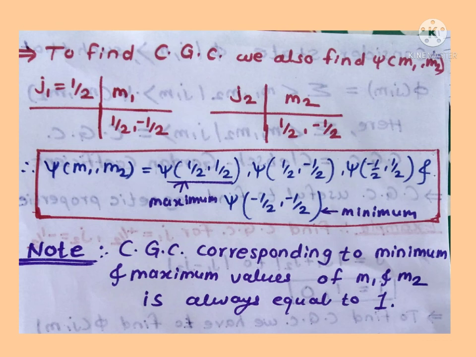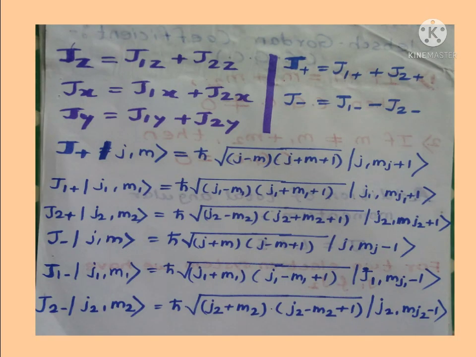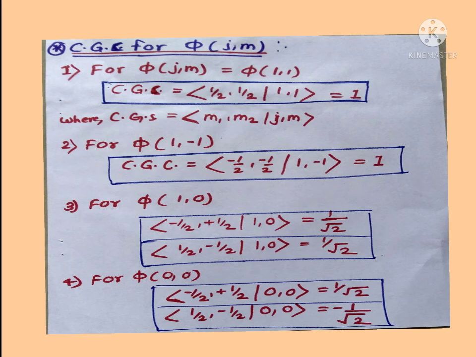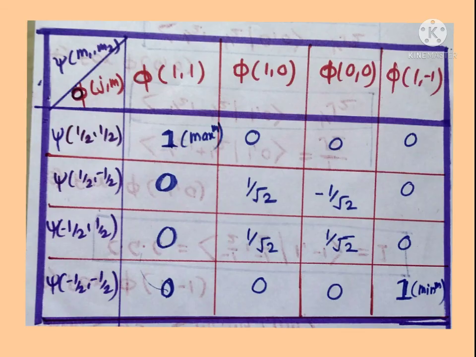The Clebsch-Gordan coefficient for minimum and maximum values of m1 and m2 is always equal to 1. Applying these formulae, we can find the Clebsch-Gordan coefficient for different states, and the resultant outcome is shown in the table. From the table we can observe that the value of the Clebsch-Gordan coefficient for the maximum and minimum state is 1.